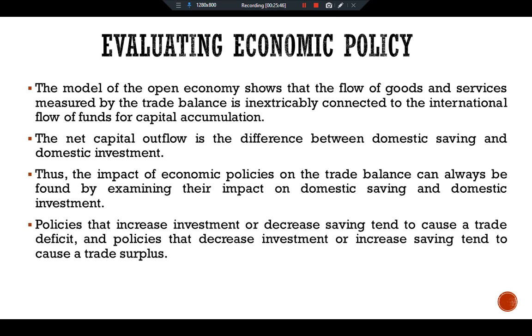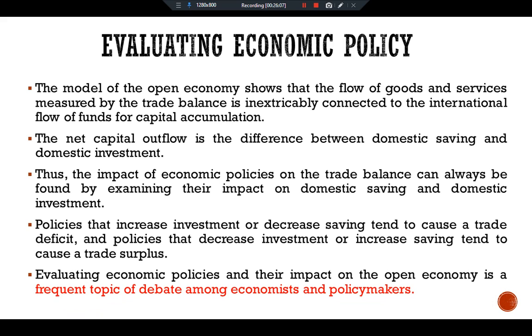So our model of the open economy has been positive, not normative. That is, our analysis of how economic policies influence the international flow of capital and goods has not told us whether these policies are desirable or not. Evaluating economic policies and their impact on the open economy is a frequent topic of debate among economists and policymakers. When a country runs a trade deficit, policymakers must confront the question of whether it represents a national problem. Most economists view a trade deficit as not a problem in itself, but perhaps a symptom of another problem in the economy.